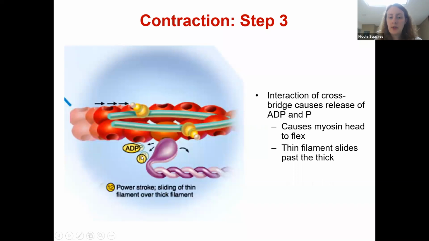The release of those is going to cause that myosin head to flex. So it is going to go from that extended position that this arrow is showing, right? It's going to bend forward. Myosin is going to flex. And as it does, it's going to basically sort of pull on the thin filament, right? So as it flexes in this direction, it's pulling the thin filament in the direction of these black arrows that we see here. Okay, so this is essentially causing the thin filament to slide past the thick filament.